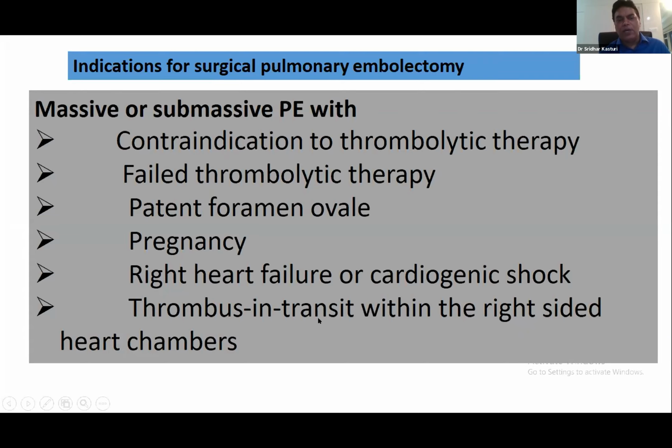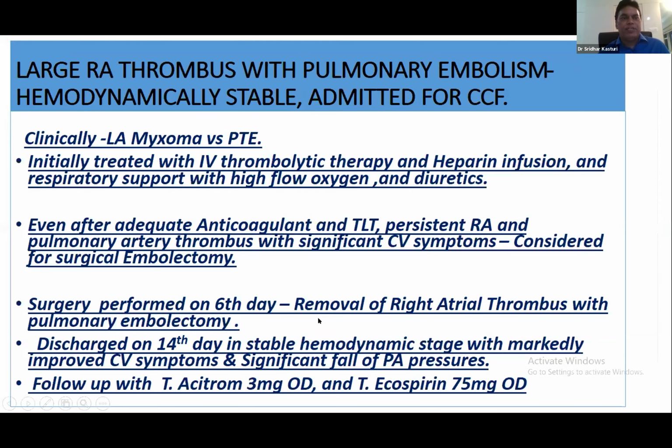And with this patient, we were having a dilemma. We gave thrombolytic therapy, but the thrombus did not resolve. So then we wondered, is it an LA myxoma? That way we were thinking. Then we called the surgeon. Here, large RA thrombus, pulmonary embolism, hemodynamically stable. Initially treated with IV thrombolysis and heparin infusion, and respiratory support with high flow oxygen and diuretics.